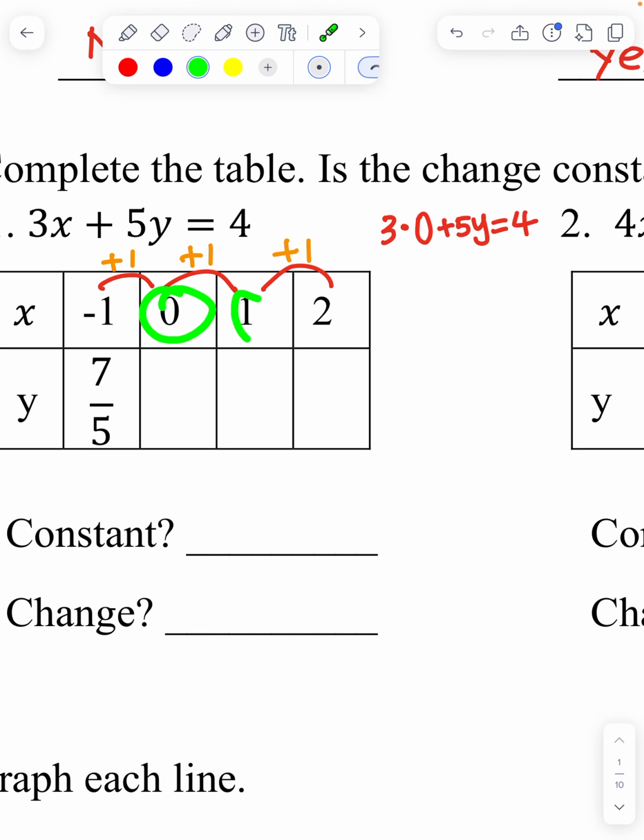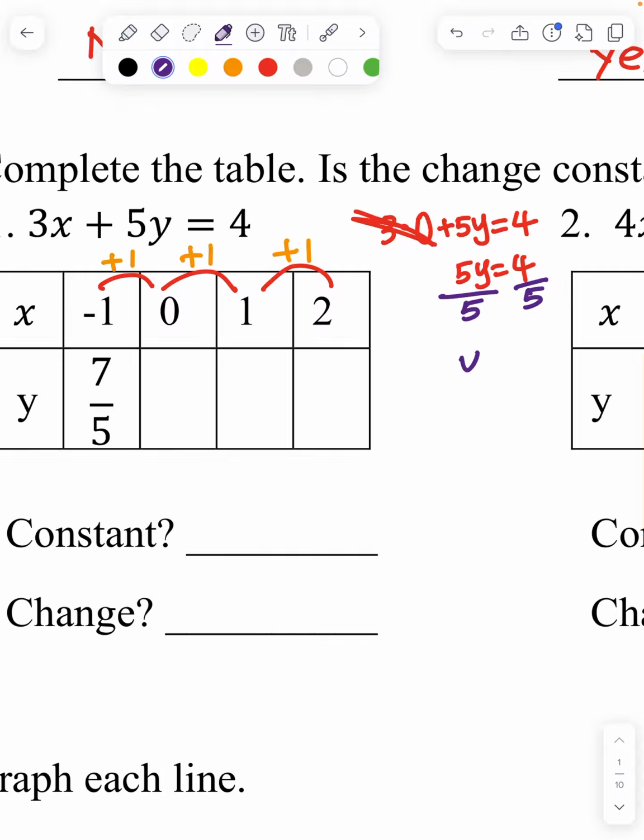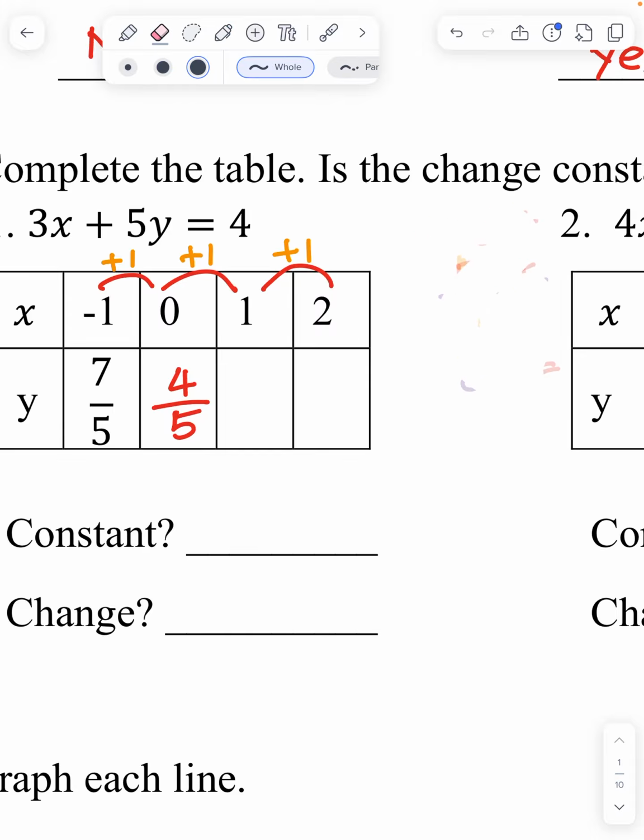So we have 3 times 0, which is 0, so this part is gone. So 5 times y equal to 4. 5 times y is multiplication, so we need to do division to get rid of the 5. We want to solve for y, yeah? We want y all alone by itself. So 5 divided by 5 equal to 1, they cancel out. So we have 1y. Normally, we just don't write out the 1. On the other side is 4 over 5. Done.